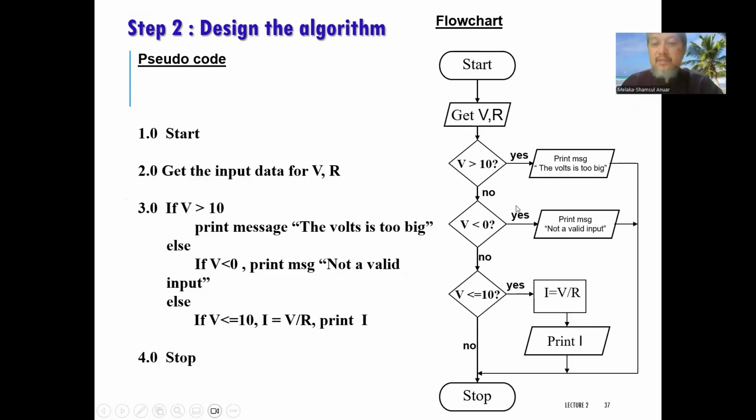Okay, so the same thing can be said about this flowchart. This is where a decision must be made, and then you can print the output. Another decision here, if it is less than 0, and then another last decision is if V is less than or equal to 10. So this will give us I equals V over R, then we just print.